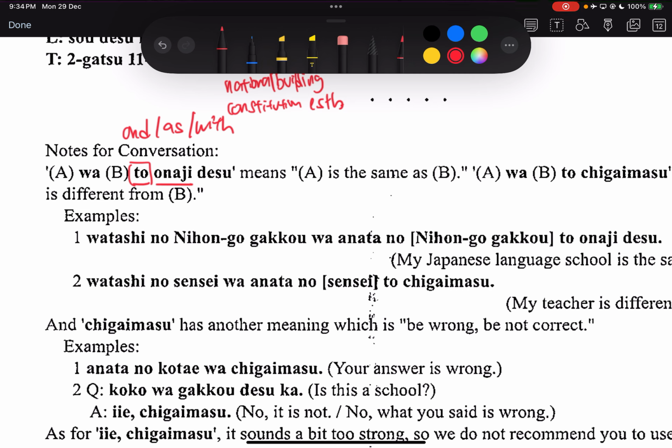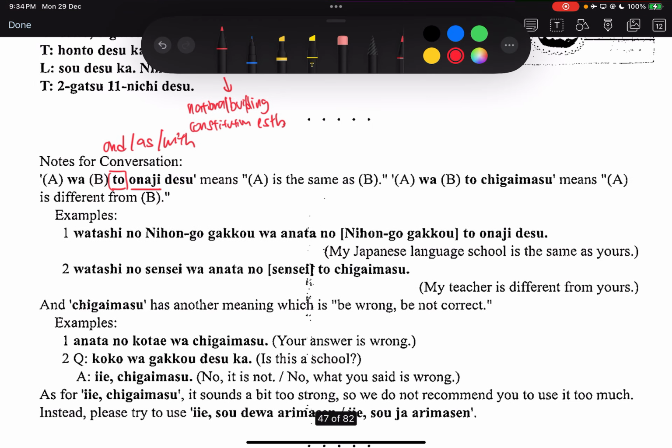A wa means about A. B to means with B. Onaji desu means same. So that means A and B are the same. If you want to say the opposite, that it's not the same, we can say A wa B to chigaimasu. Chigaimasu can mean wrong, and it can mean different. It has two meanings.